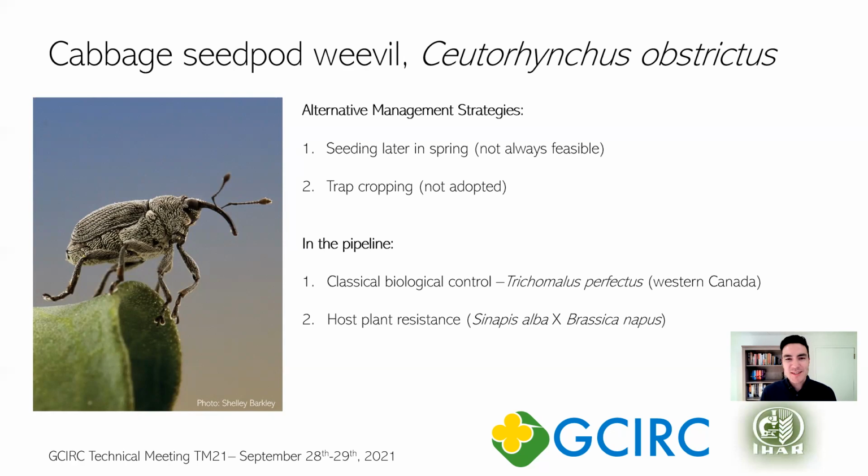Also, host plant resistance is being investigated. My laboratory, in conjunction with Agriculture and Agri-Food Canada, is looking at some new lines of Sinapis alba introgressed with Brassica napus and the potential for creating some canola quality lines with these host plant resistance traits within them.